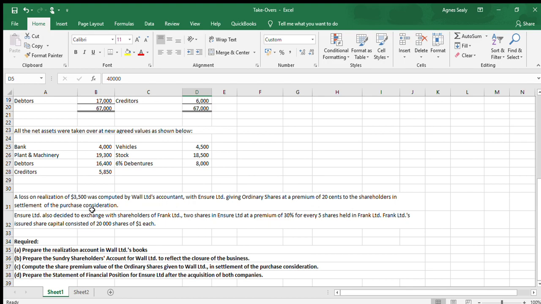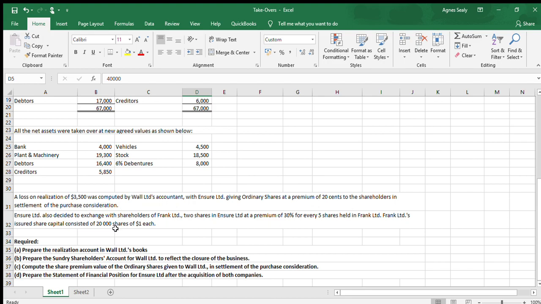Insure Limited gave the shareholders in Wall Limited ordinary shares at a premium of 20 cents, meaning that the par value, yes, is $2, and then there's an extra 20 cents that they were given the shares at. Then it goes on to say that it was in settlement of the purchase consideration. Then Insure Limited also decided to exchange with the shareholders of Frank Limited. So Wall Limited is a complete takeover.